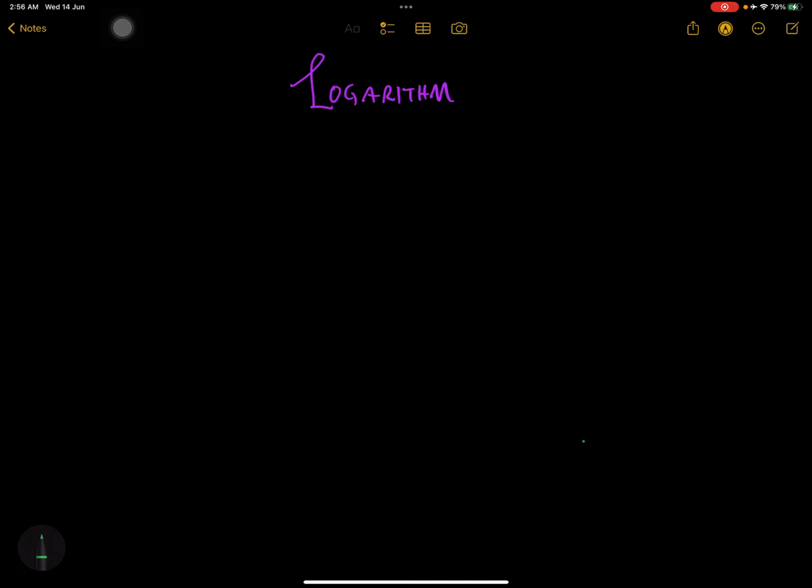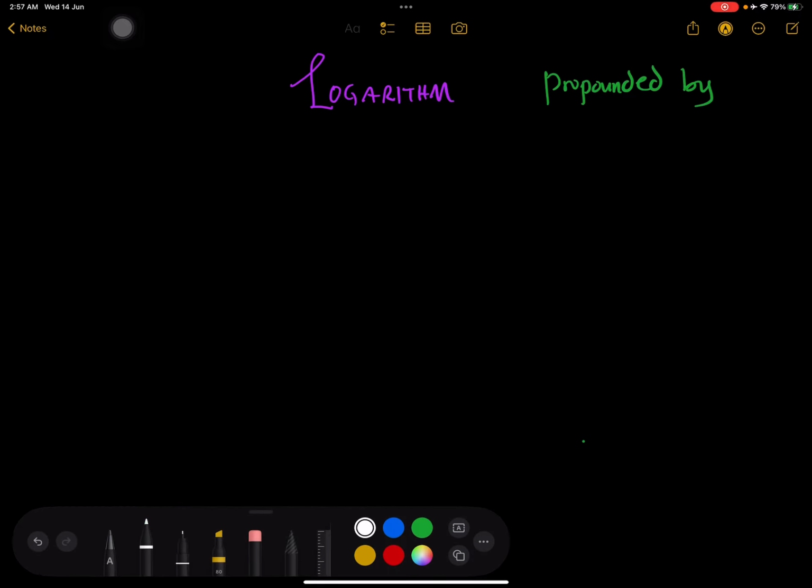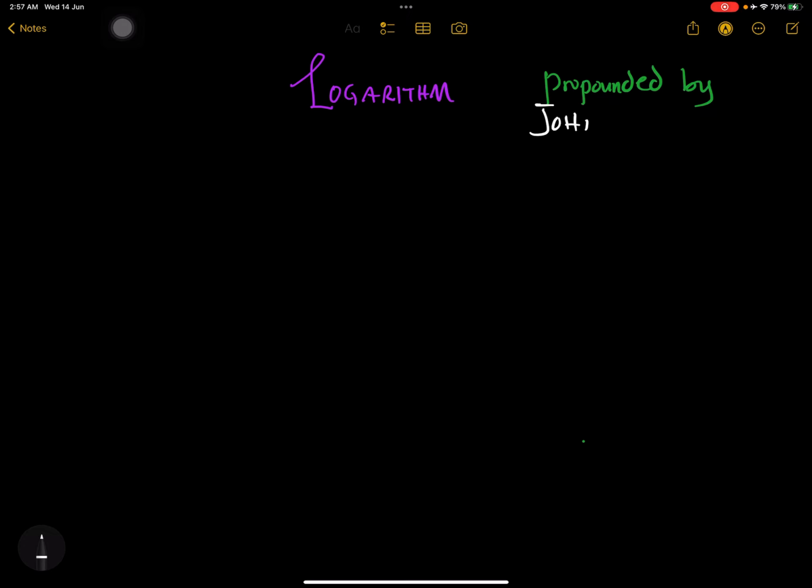Today, we are going to look at a different topic altogether, and the topic is logarithm. Logarithm was propounded by John Napier in the year 1614.